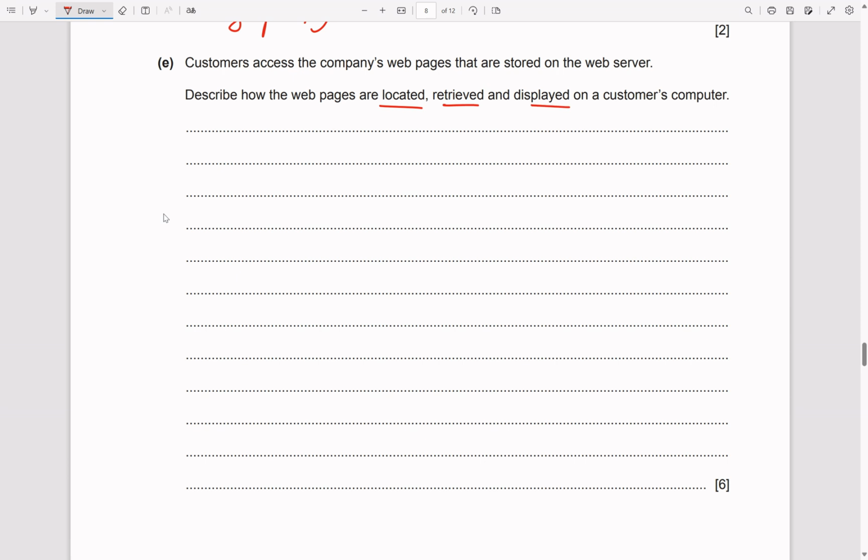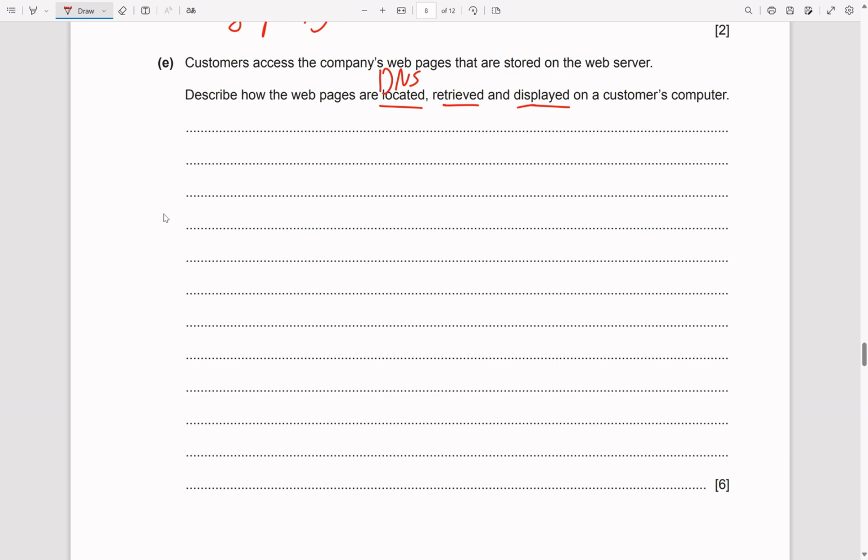So I think when they're talking about located, really they're talking about DNS. So how does the customer type in the actual domain name, and how does that get converted into the IP, in order to know which web server to actually go to? Retrieved, maybe this is saying that the web server has to find the file on its own system, based on the file path, for example.